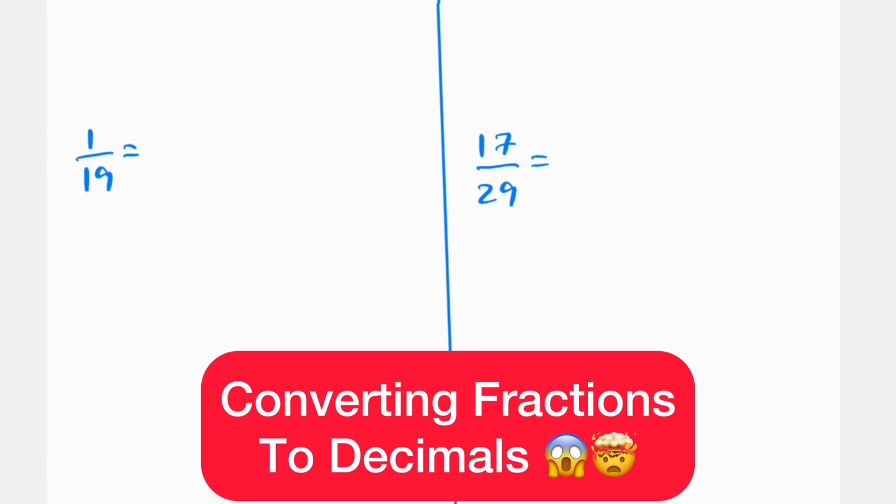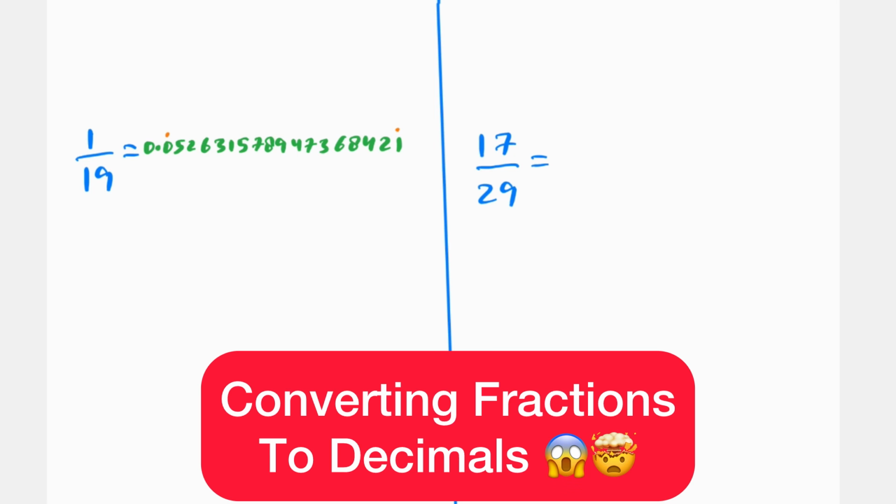Now the full recurring decimal for 1 over 19 is 0.052631578947368421, and this is shown by the dots over the first and the last figures, the orange dots, and after 1 it starts again at 0.